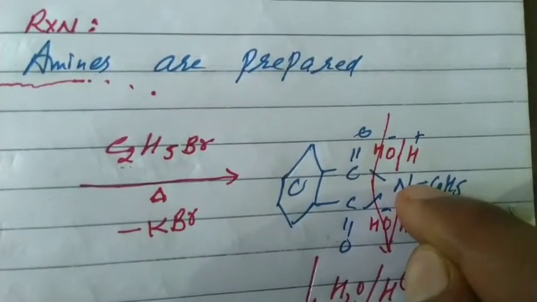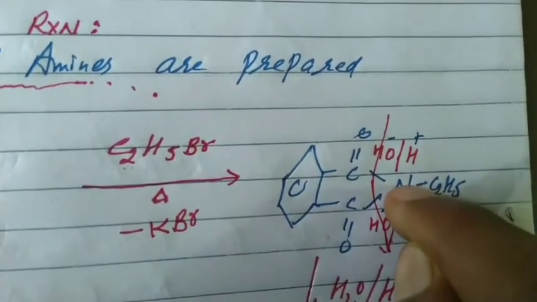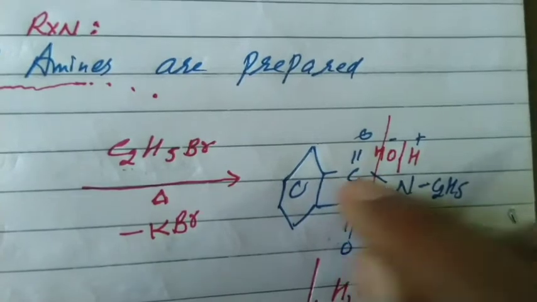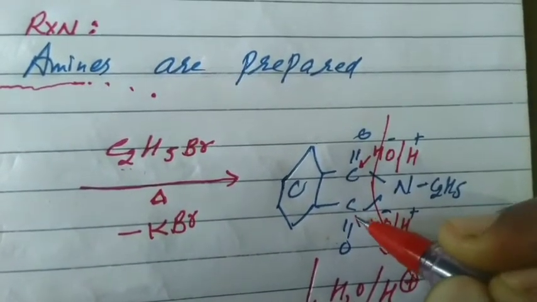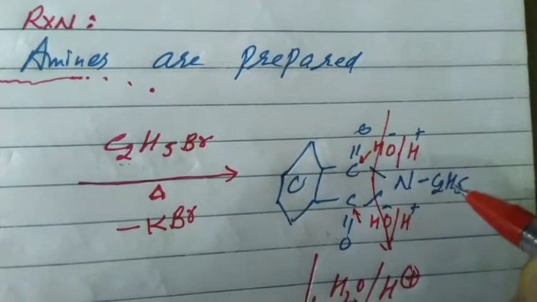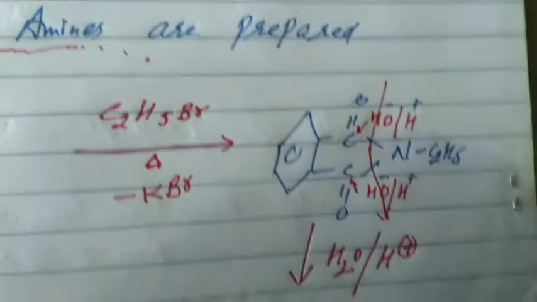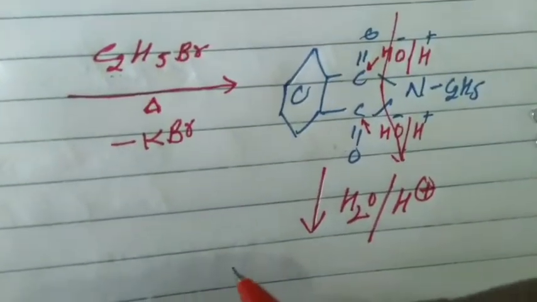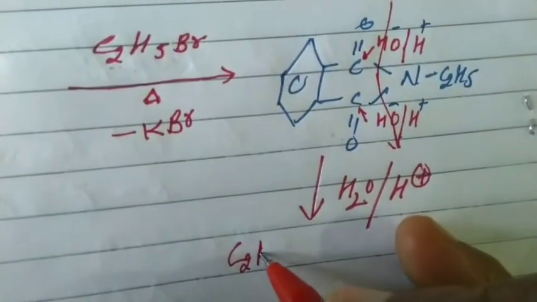Nitrogen is more electronegative than carbon. It will have a negative charge and the carbonyl carbon positive. Definitely on the carbonyl carbon, the OH group attaches, and on the nitrogen atom, a hydrogen atom attaches. When hydrogen atoms attach, what do we get? C2H5NH2, a pure primary amine.